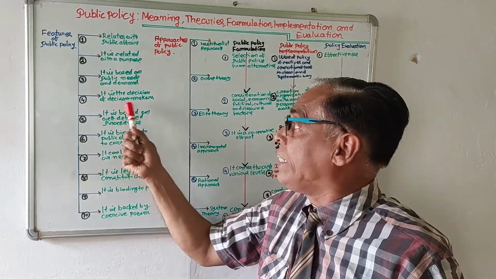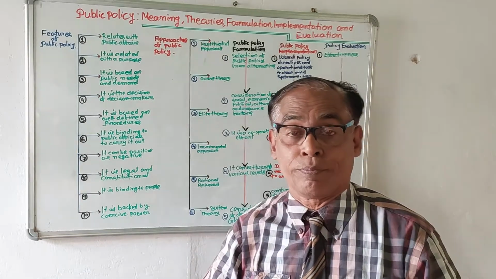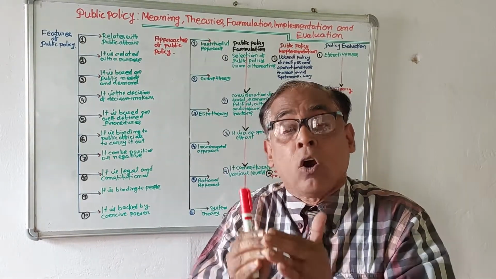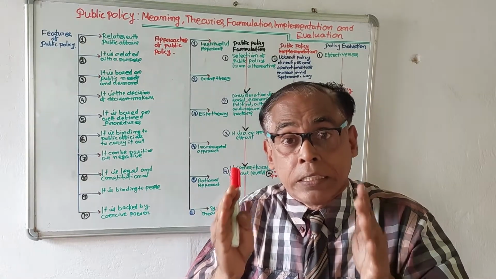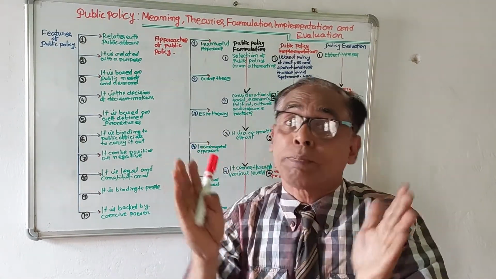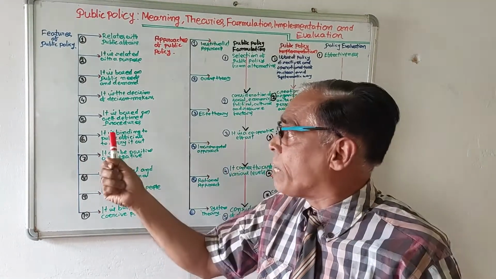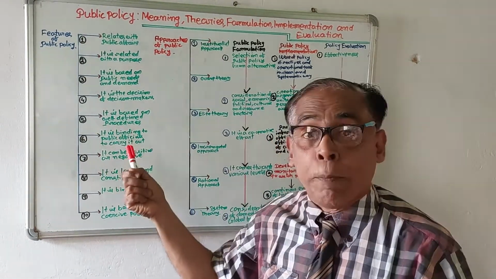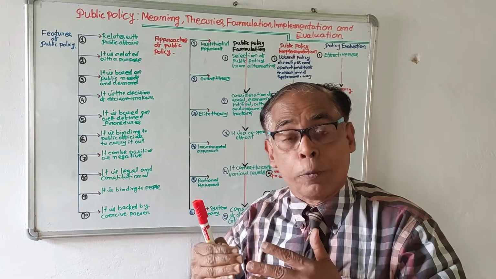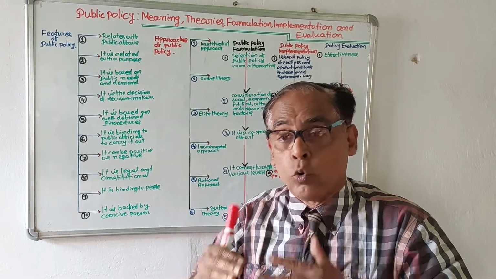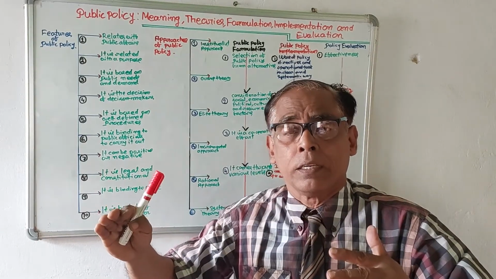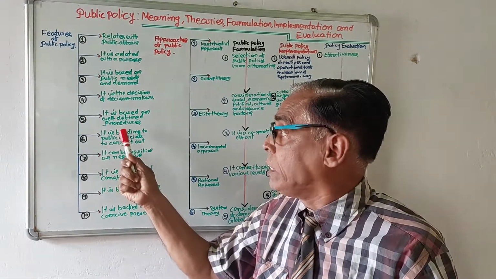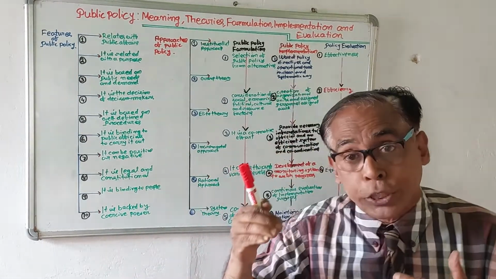And number four, it is the decision of decision makers. Public policy is not the decision of any person or institution. It is the decision of the decision makers of the country. And number five, it is based on well-defined procedures. Public policy will not be made haphazardly or unsystematically. It is made on the basis of some well-defined procedures.